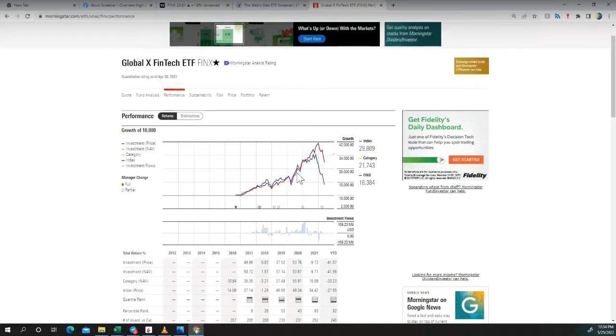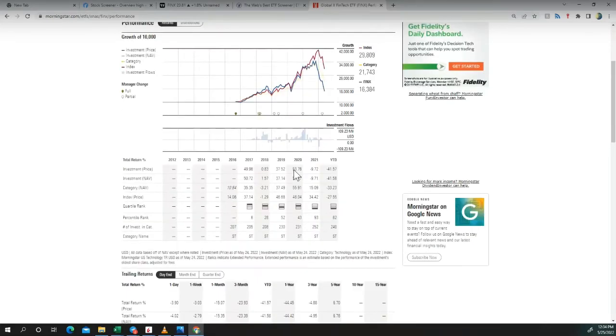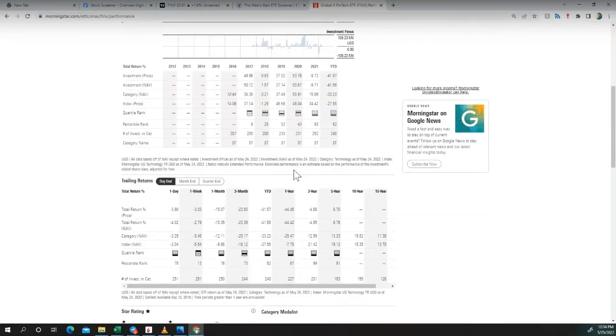So that's the performance. And then now you can scroll down and see other performance metrics like total return percentage right here. One day it's doing negative 3.9, 1 week is negative 3, 1 month is negative 15%, 3 months is negative 23%, year to date is negative 41%, 1 year period is negative 44%, and then 3 years is negative 4, and then 5 years is 6%.